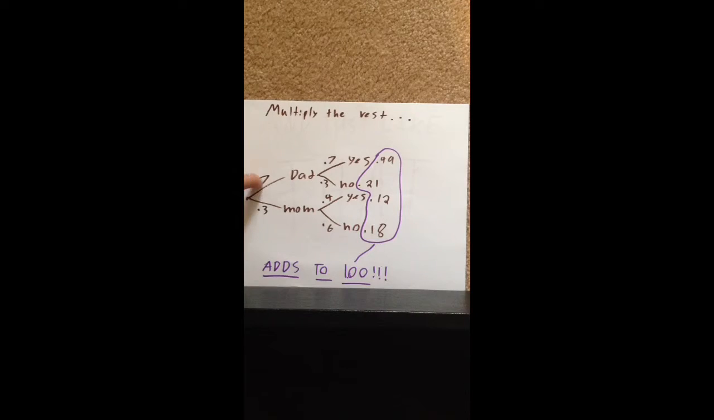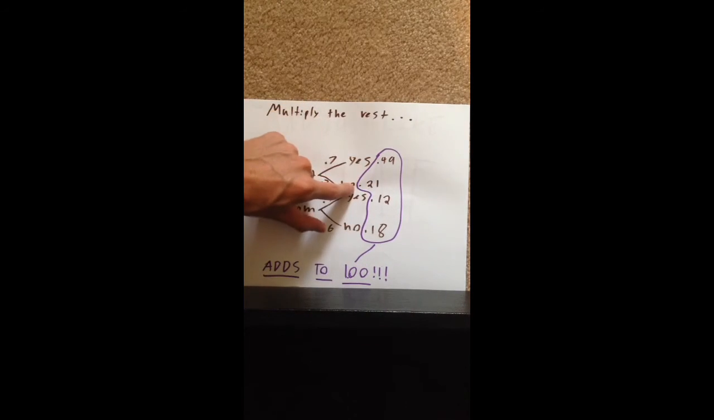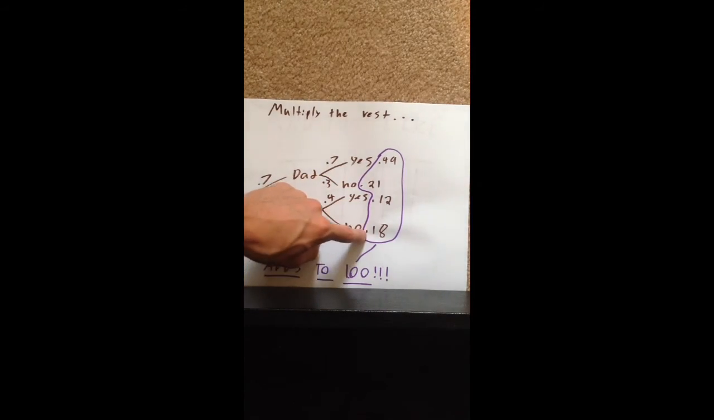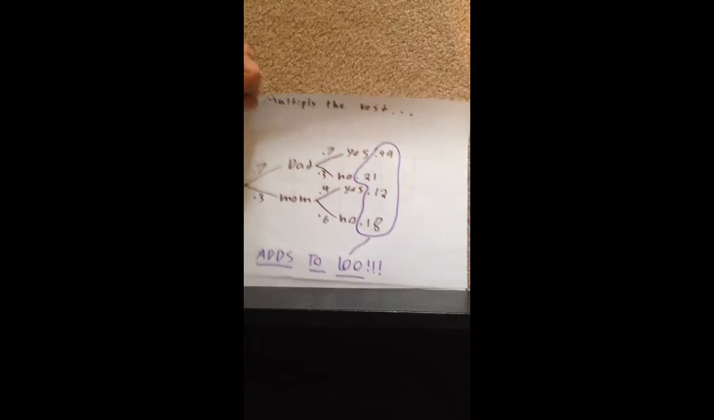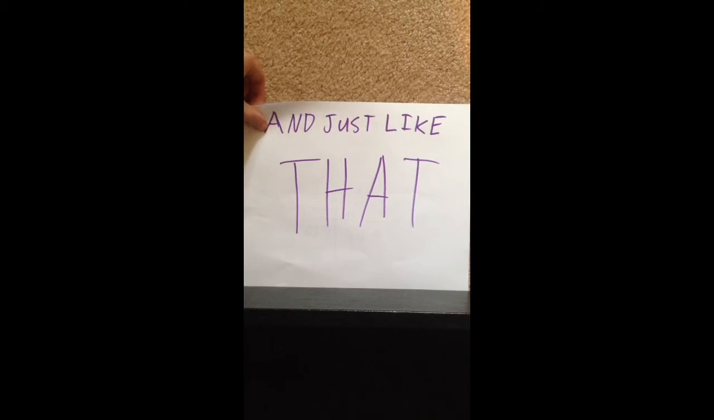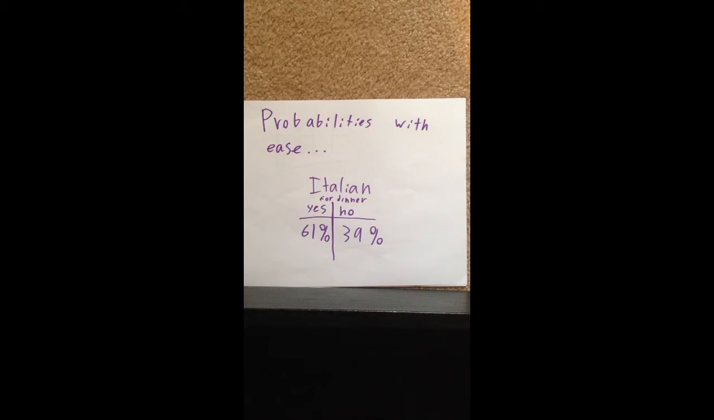After that, you would multiply out the rest, getting 0.49, 0.21, 0.12, and 0.18. Add those all together and it should equal 1.00. And just like that, you can solve probabilities with ease.